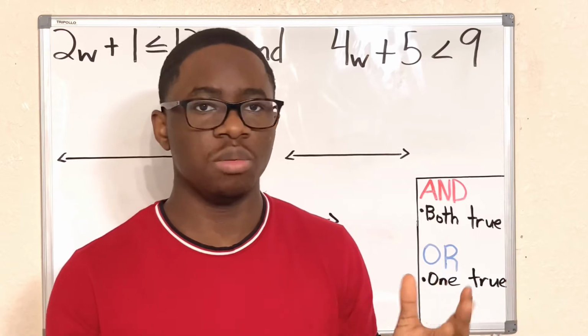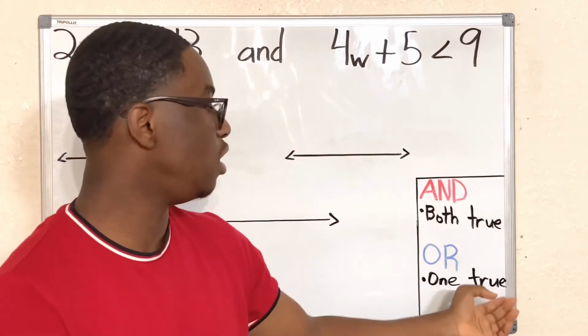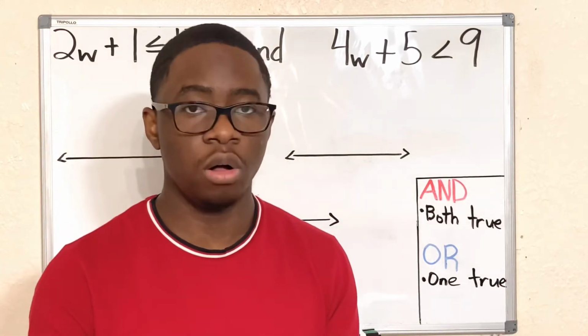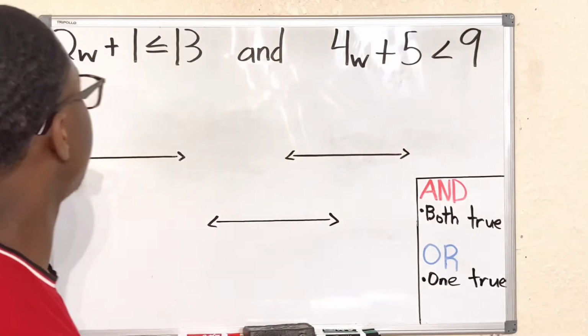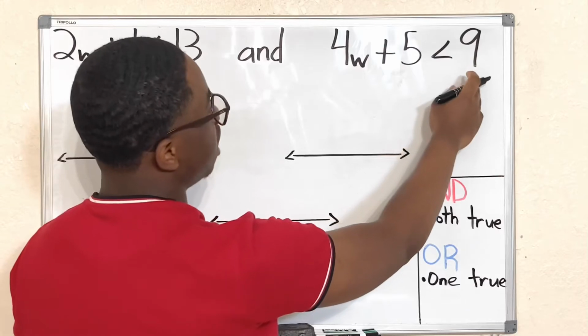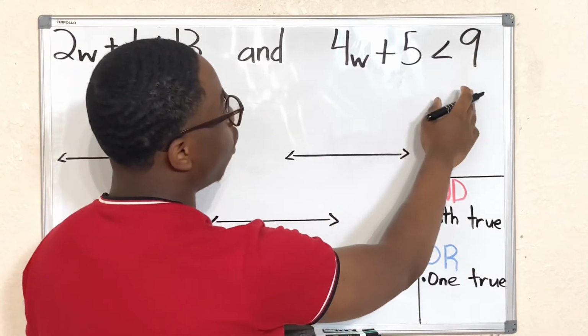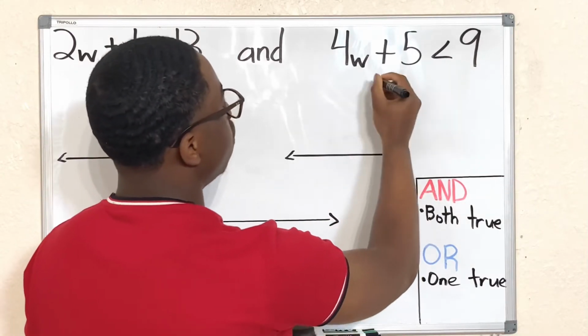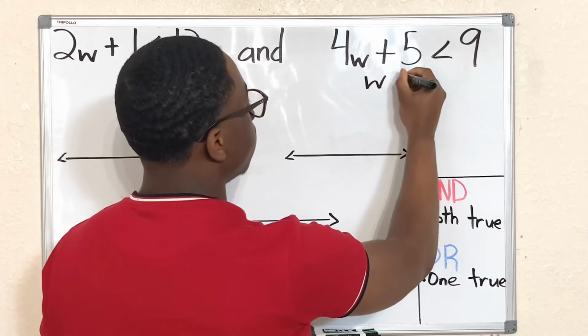And I'll show you that later, but basically one inequality has to be true at all times. All right, so now let's hop in. So first we're going to go ahead and solve this. So subtract 5 from both sides. You're left with 4w is less than 4, and w will be less than 1.